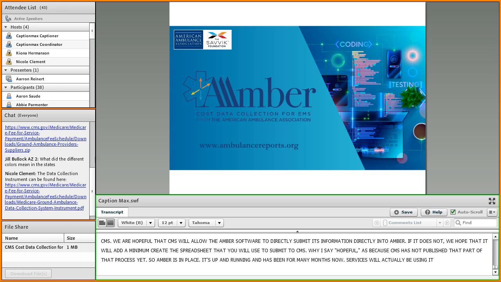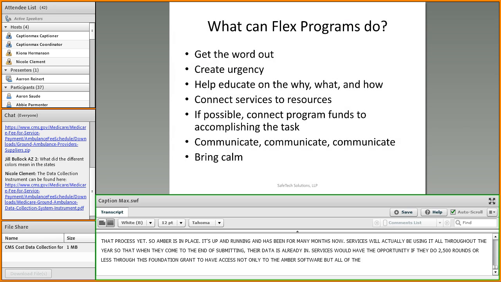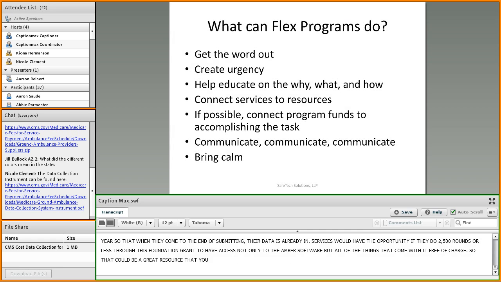We're hopeful that CMS will allow the AMBER software to directly submit its information into AMBER. If it does not, we hope that it will, at a minimum, create the spreadsheet that you will use to submit to CMS. Why I say hopeful is CMS hasn't published that part of the process yet.